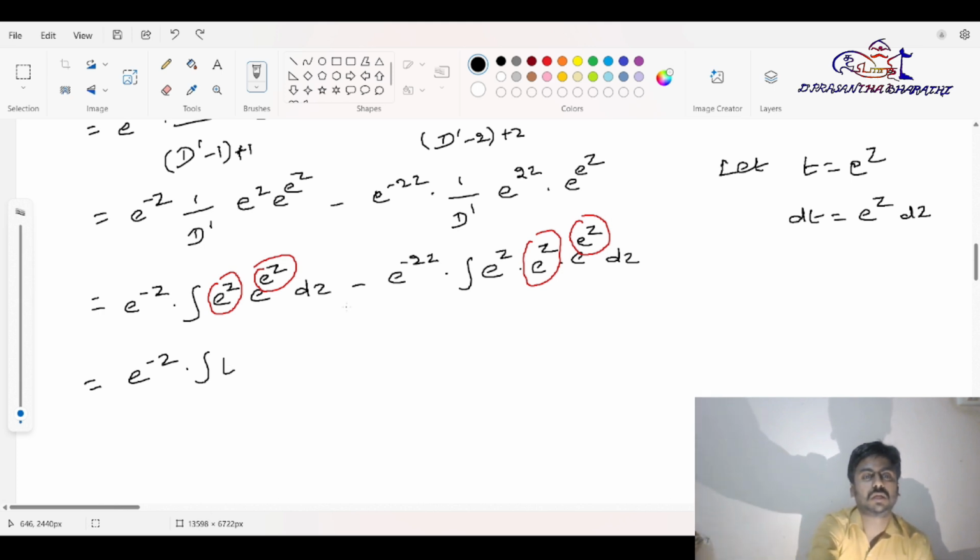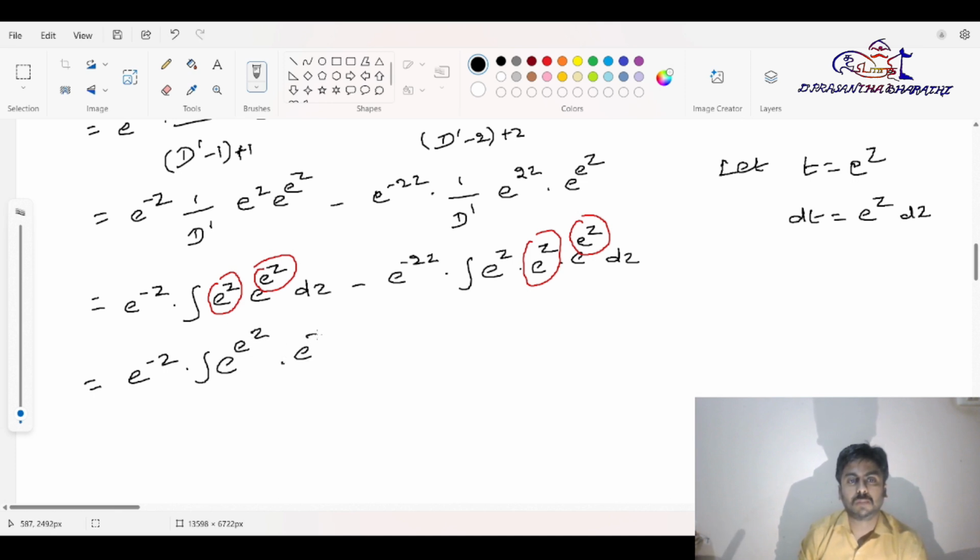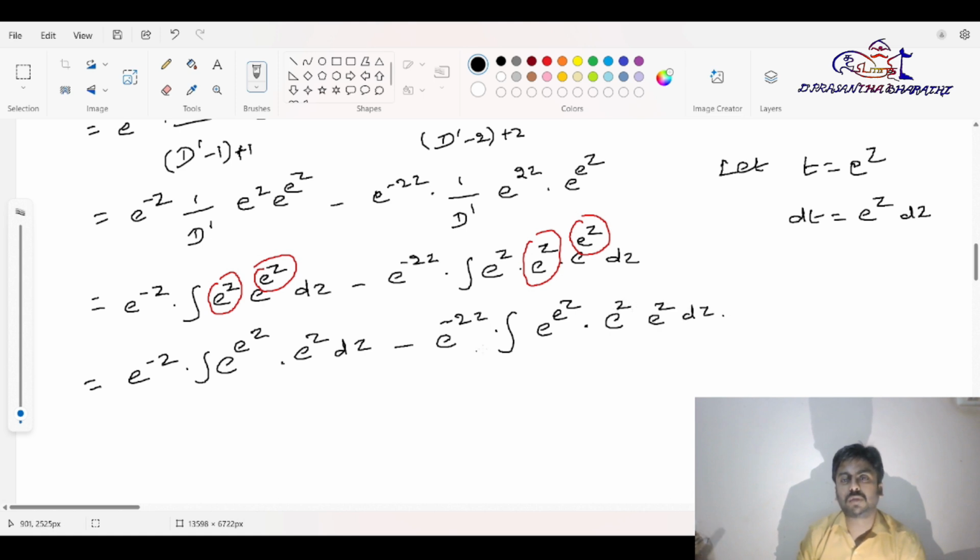Just a minute, here let us make some changes. I shall write this e power z first, e power z into e power z dz, minus e power minus 2z into integral, I am writing this e power z first, then e power z dz. So now I will have e power minus z into integral. What is e power z? e power z equal to t. e power z dz is dt.